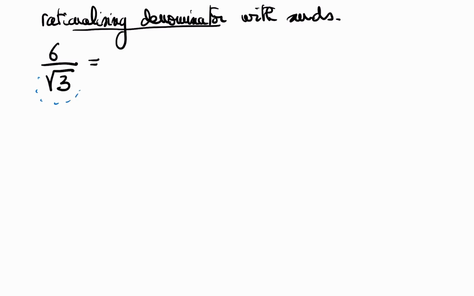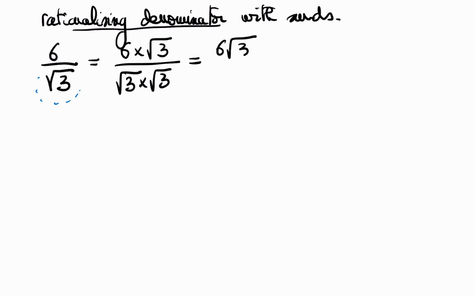The best way to do that is to multiply the denominator by root 3. Obviously, if I multiply the denominator by root 3, I also need to multiply the numerator by root 3. So it's 6 times root 3 over root 3 times root 3. The numerator is now 6 root 3, and the denominator is root 3 times root 3, which is 3. Then I've got 6 over 3, which I can simplify. It's 2 root 3. There you go.